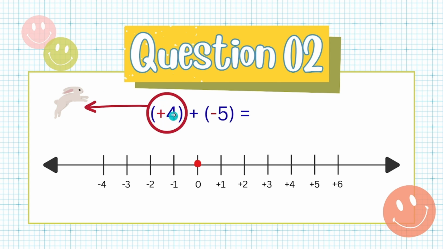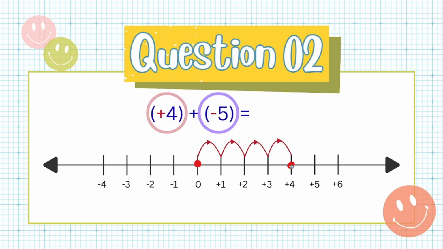Let's jump towards right. How many hops? 4 hops. 1, 2, 3, 4. So I have marked. Then let's go with the second number, that is minus 5. What is the sign? Minus. Here the sign is minus.